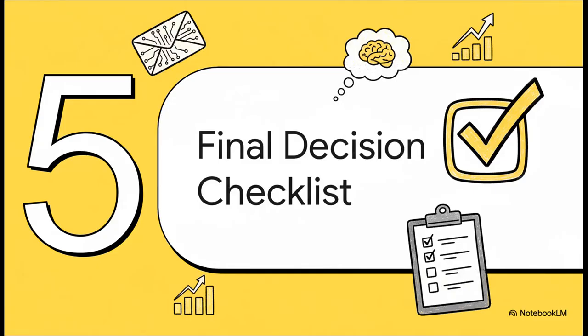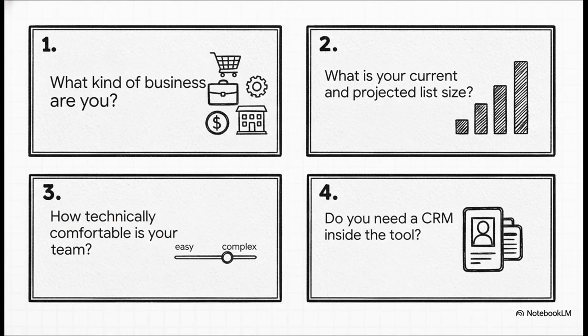Whew, okay, we have covered a ton of ground. So let's wrap this all up and boil it down into one final, simple checklist so you can walk away and make your choice with total confidence. Just ask yourself these 4 questions. First, what kind of business do I have? That's the big one. Second, how big is my list now and where do I realistically see it in a year? You've got to plan for growth.